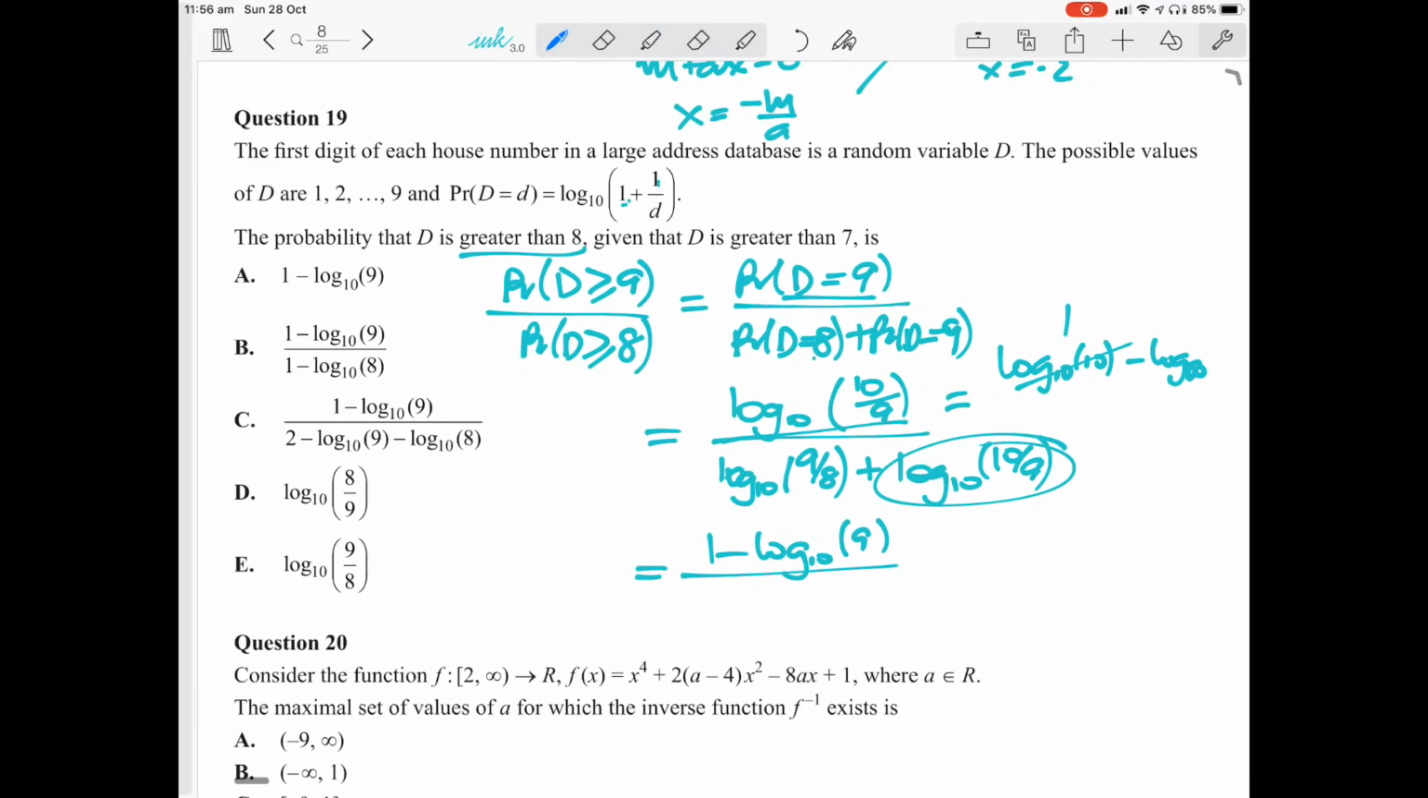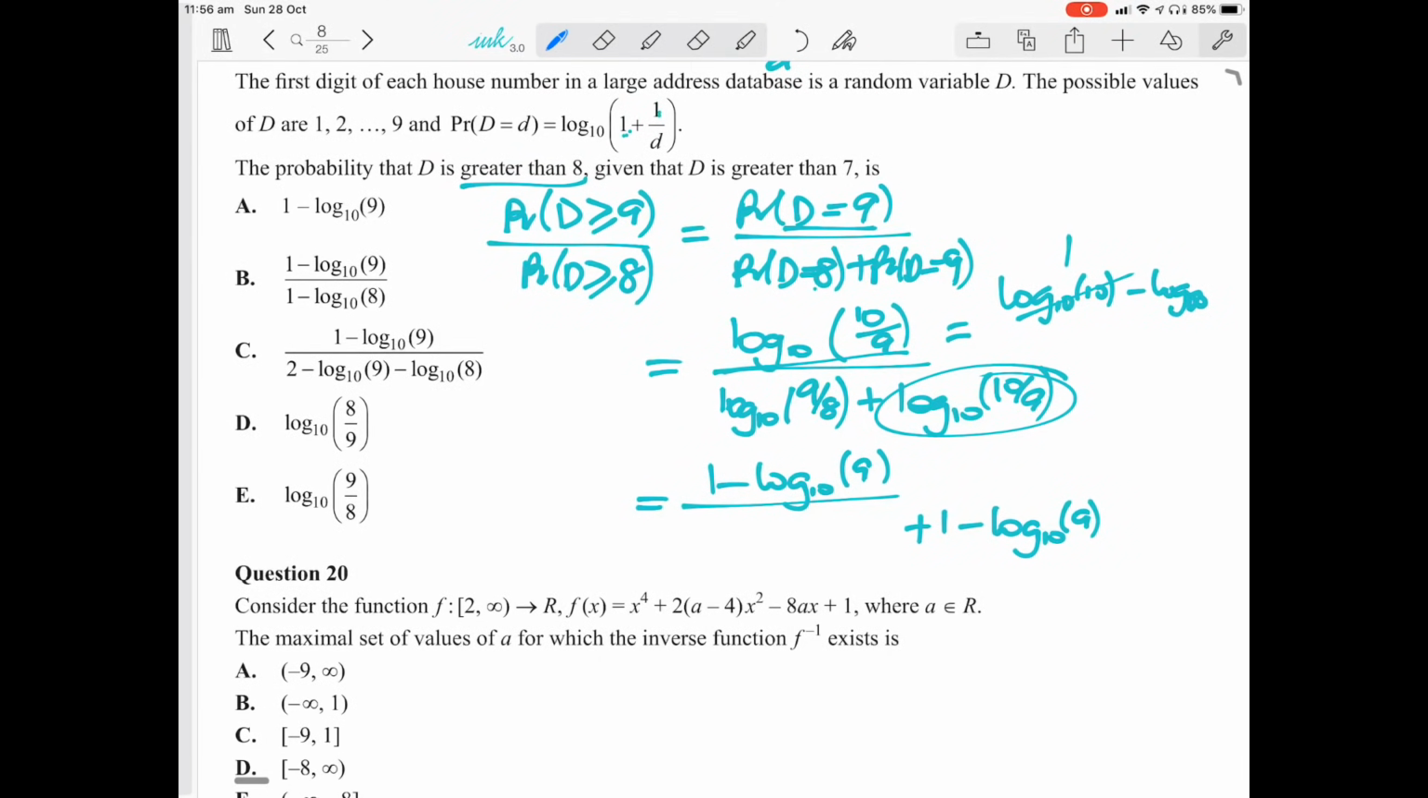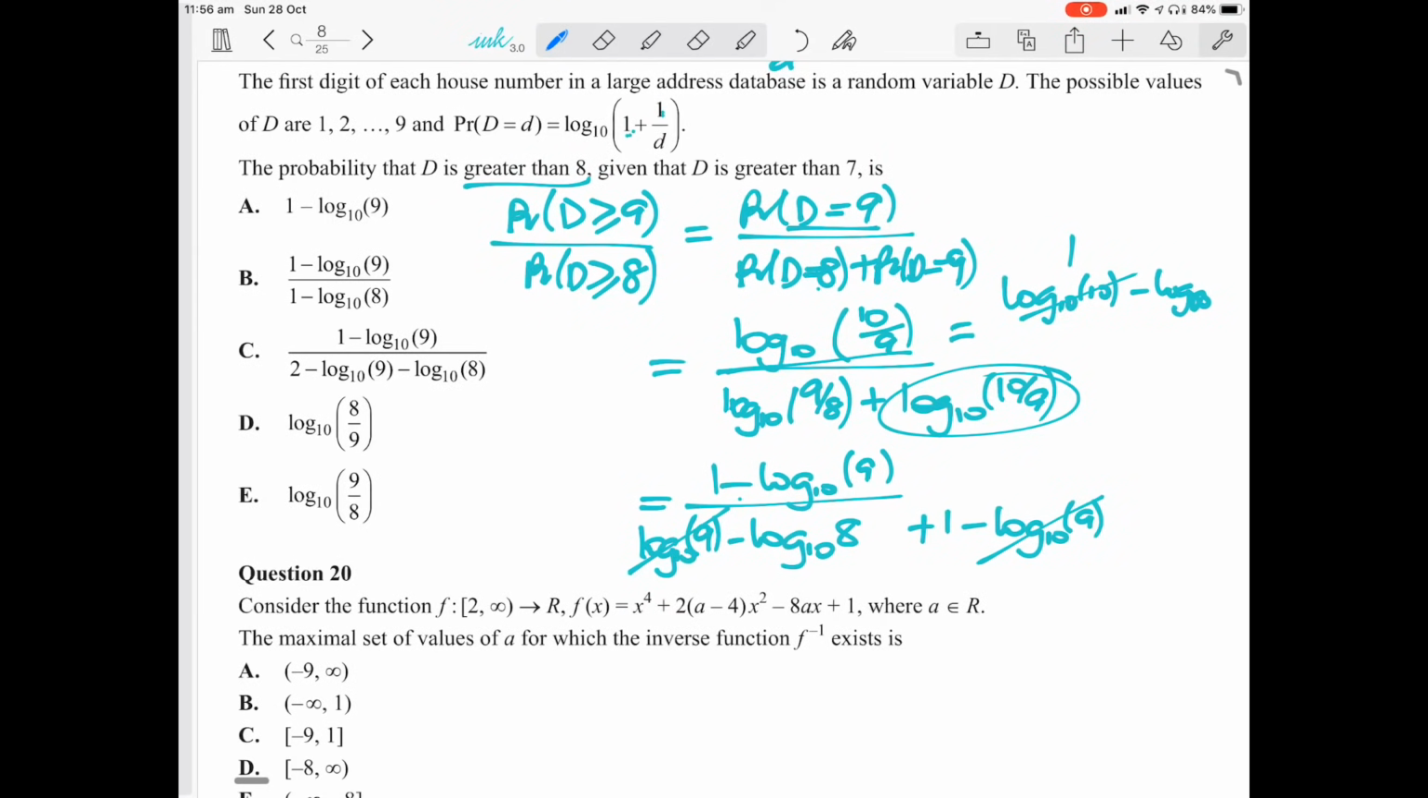Now we know that's going to be the same, 1 minus log 10 of 9. Here, I'm going to get log 10 of 9 minus log 10 of 8. Log 10 of 9 minus log 10 of 9 are going to cancel. So I get 1 minus log 10 of 9 over 1 minus log 10 of 8, which is b.